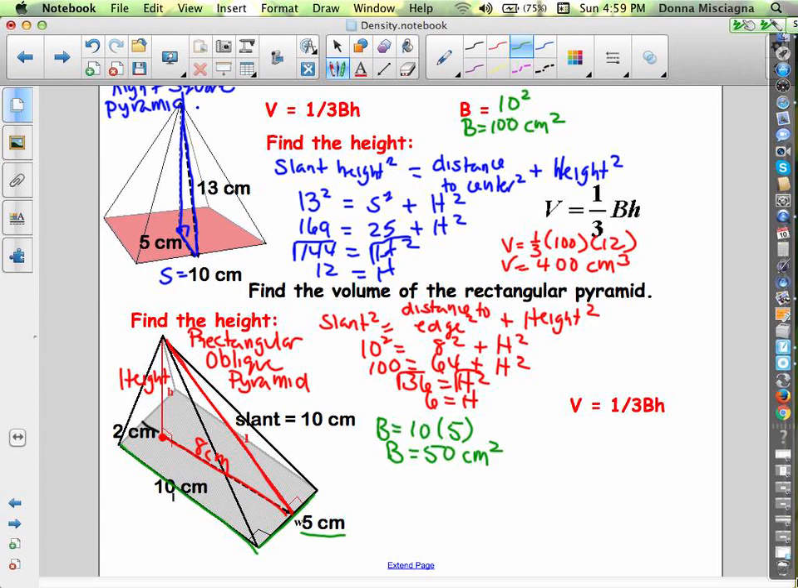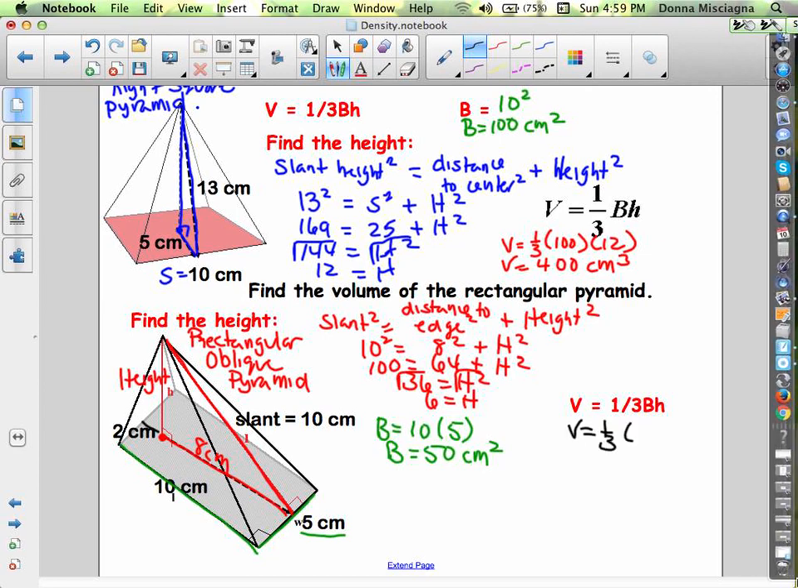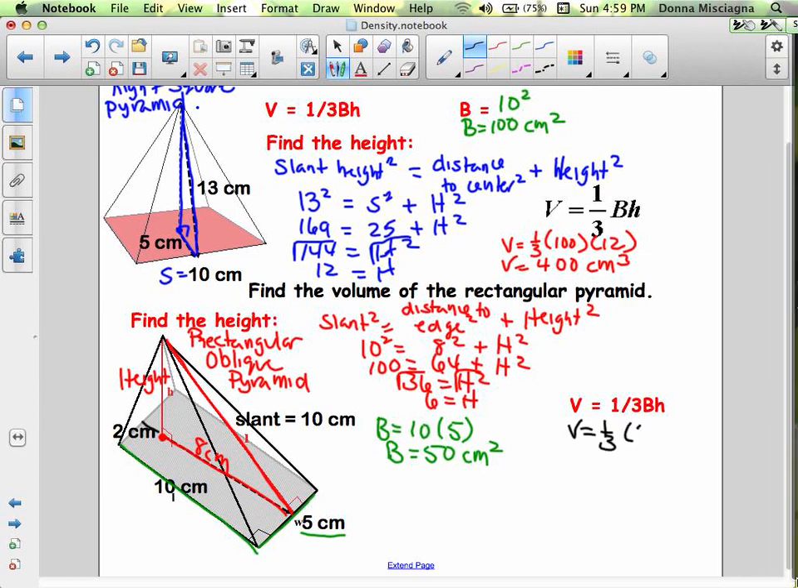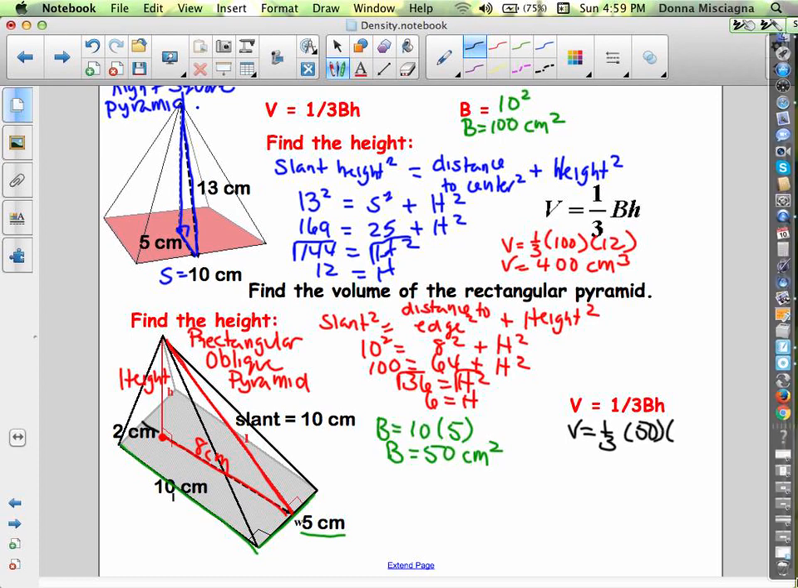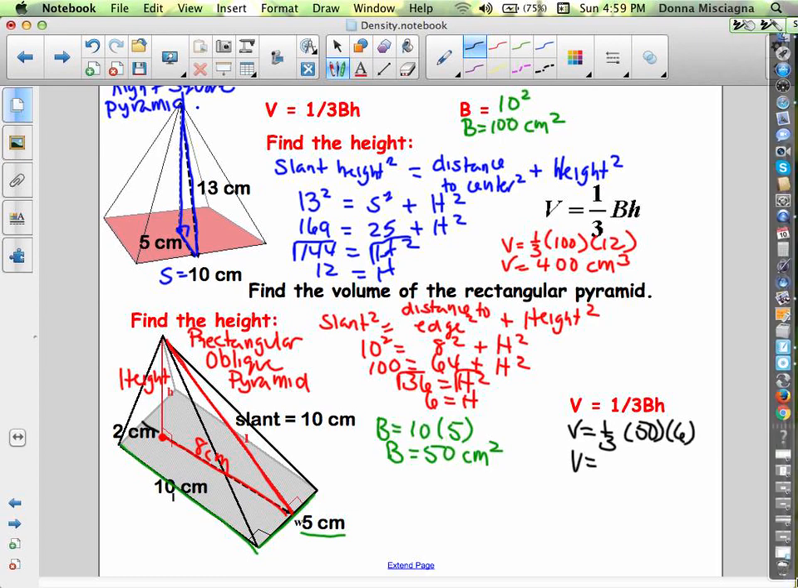We have the height, we have the area of the base. Now all we want to do is find the volume. Right, so the volume is 1/3 times 50, and then the height is 6. So of course 50 is not divisible by 3, but 6 is. 1/3 of 6 is 2, and 2 times 50 makes this 100 centimeters cubed. And there we go.